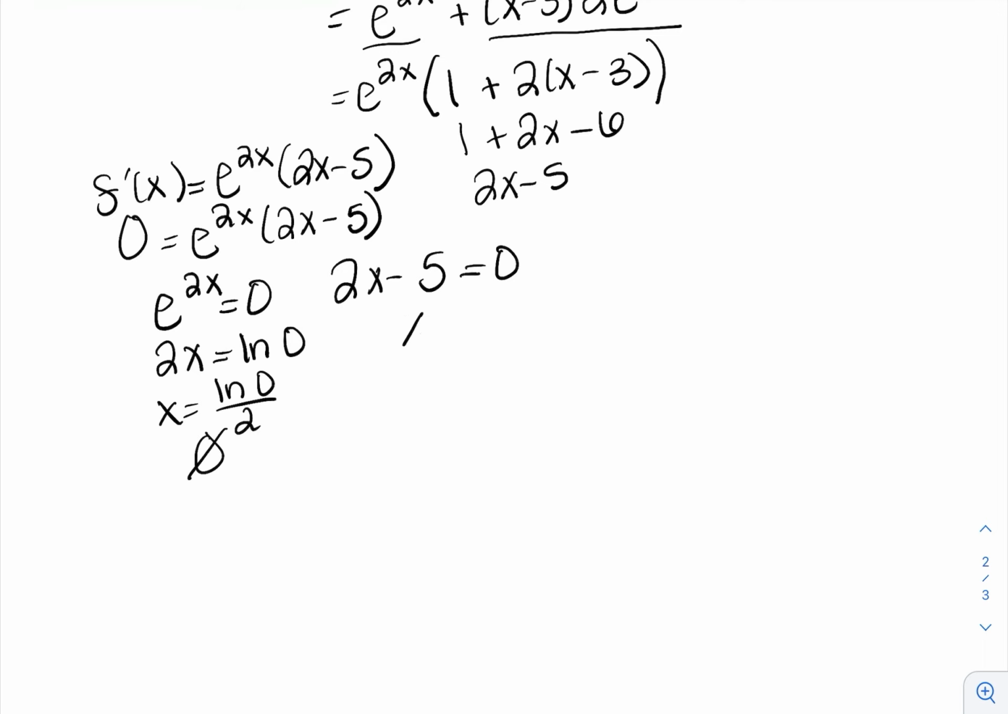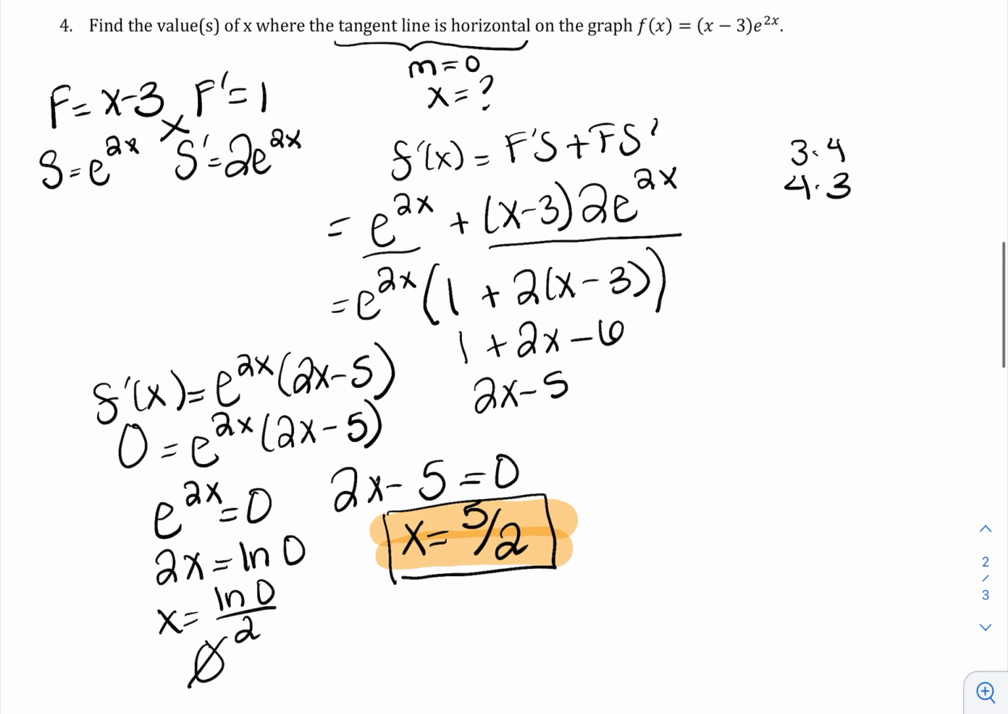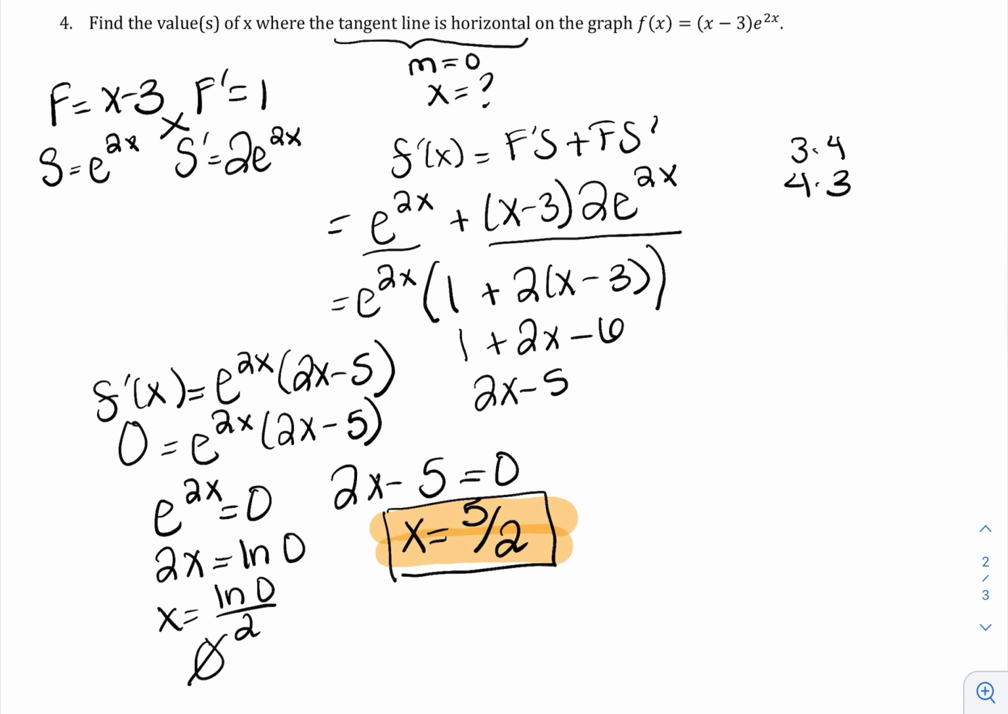And then this one is pretty easy to solve. It's just linear. You add 5, divide by 2. So only one of the factors gives you a solution, and it's the second one. So you only have one x where the tangent line is horizontal. So on the graph, at 5/2, the tangent line will sit nice and snug onto the graph and be horizontal, and that will be the only place. So there's only 2 steps to this question. First, you find the derivative. Second, you set it equal to 0.